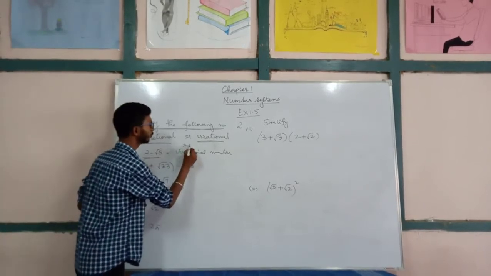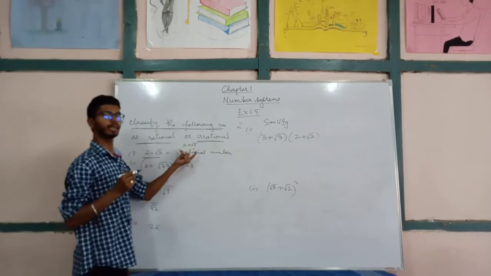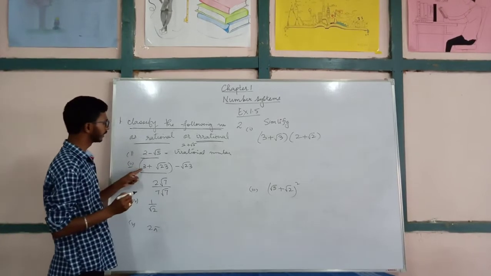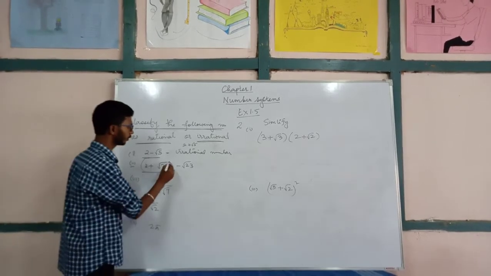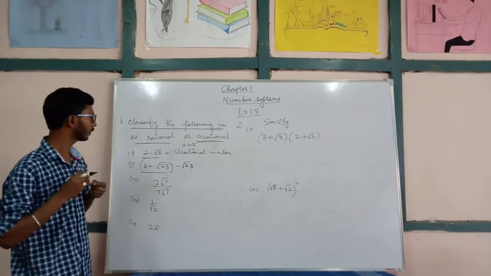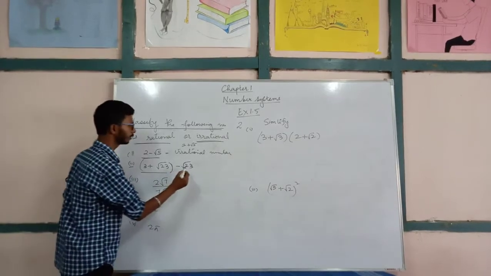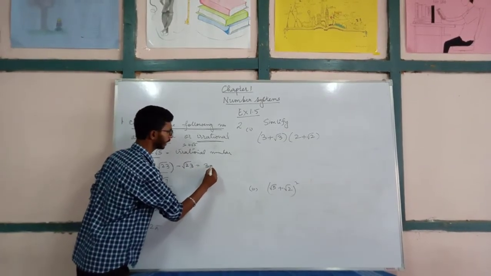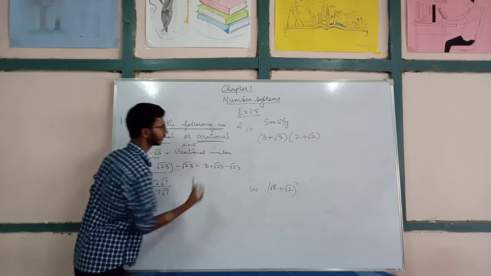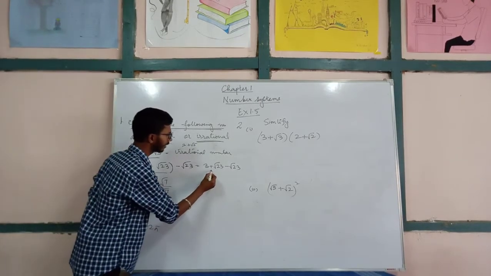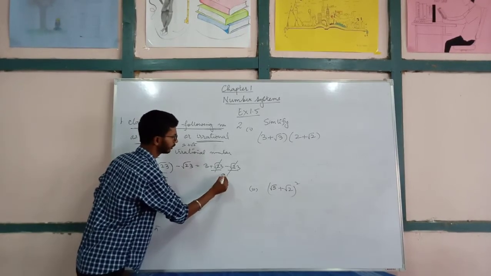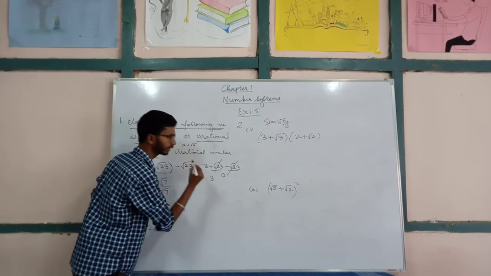Similarly, if I take, suppose, 2 plus root 5, it will also be an irrational number. Let us see question number 2. Whole bracket 3 plus under root 23, whole bracket closed, minus root 23. So let us first of all remove the brackets. After removing, we will get 3 plus root 23 minus root 23. So this plus root 23 and this minus root 23, we can cancel. So we will get 0. So 3 plus 0 will give us 3.